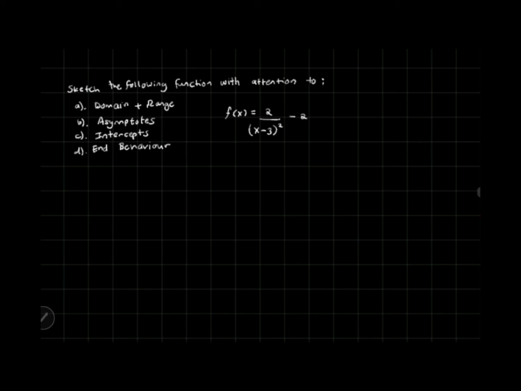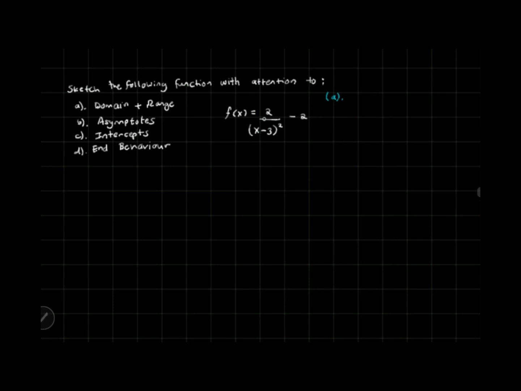Alright, let's take a look at a reciprocal quadratic function. So here we have a reciprocal quadratic function. So you can see that the denominator here has a degree of 2, right? And let's assess some of these characteristics that include domain, range, asymptotes, intercepts, and we'll also take a look at the end behavior. Okay, so let's start with the domain of this function.